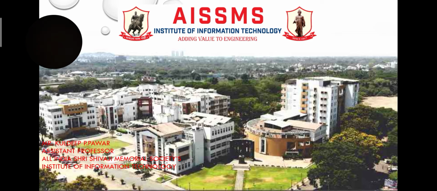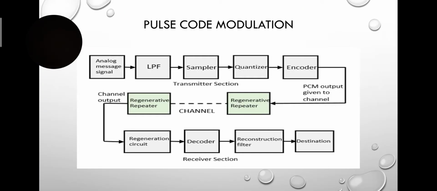Today I am going to discuss pulse code modulation in communication systems. Modulation is the process of varying one or more parameters of a carrier signal in accordance with the instantaneous values of the message signal. The message signal is the signal being transmitted for communication, and the carrier signal is a high frequency signal which has no data but is used for long distance transmission.